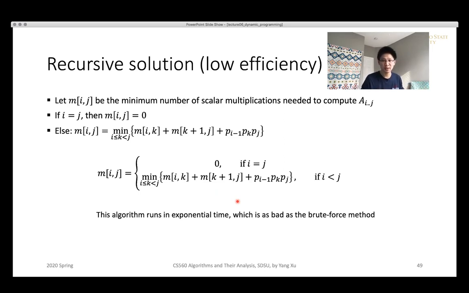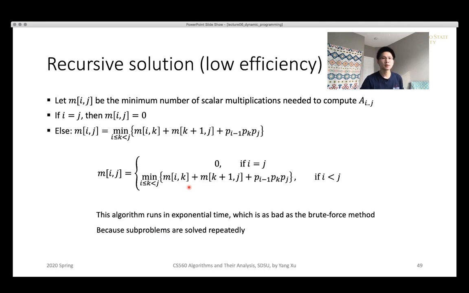Okay, so if we do implement a recursive algorithm, we can find that this algorithm runs in exponential time, which is as bad as the brute force way. And the brute force is to simply enumerate all possible ways of doing the parenthesization. And actually, this one is essentially doing the same thing if we implement the recursive algorithm on it without memoizing the solutions. The reason behind it is that the subproblems are solved repeatedly, which we already showed two slides ago.